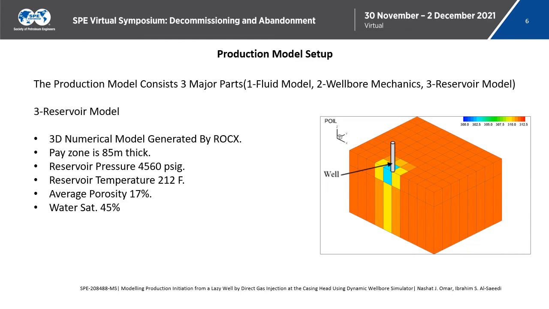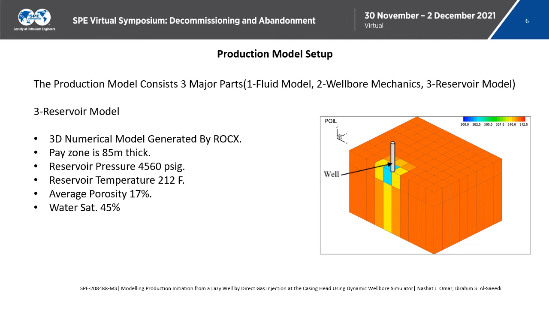And for the final part of the production model, a numerical reservoir model is used. A 3D model is created by a companion software called RockX. This 3D model has a height of 85 meters, which is the pay zone thickness, and it's divided into two layers. The bottommost layer is a strong aquifer, and the topmost layer is the production layer.